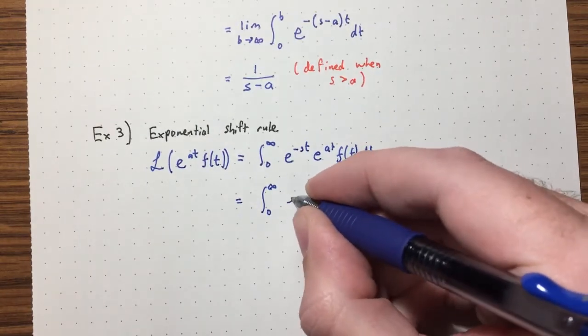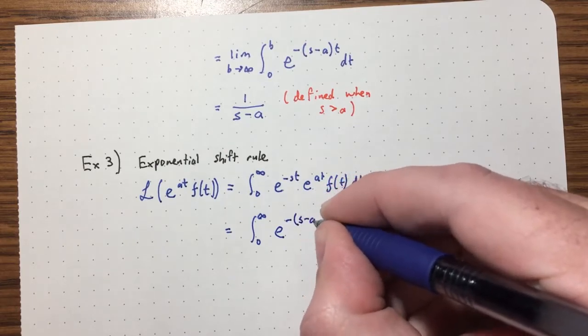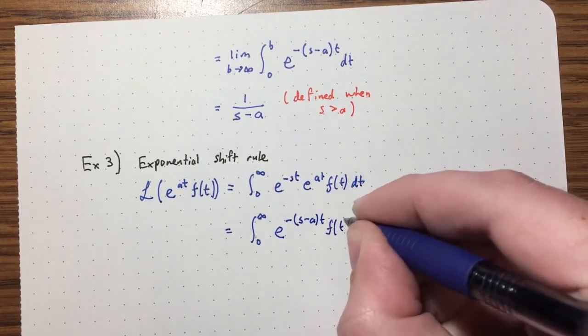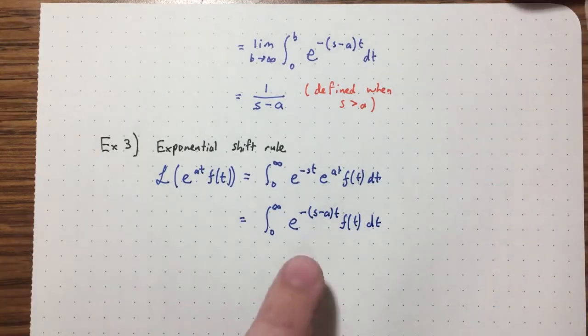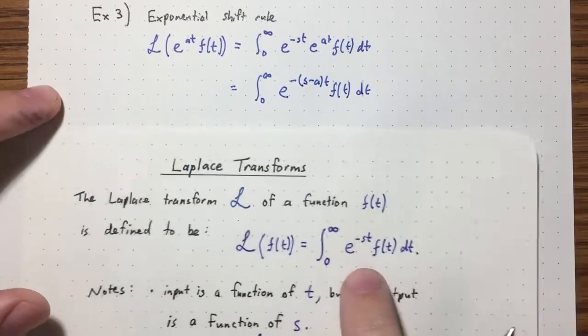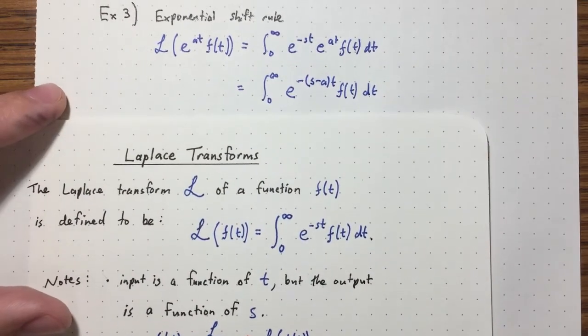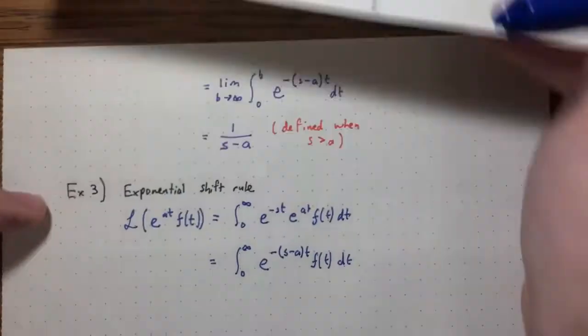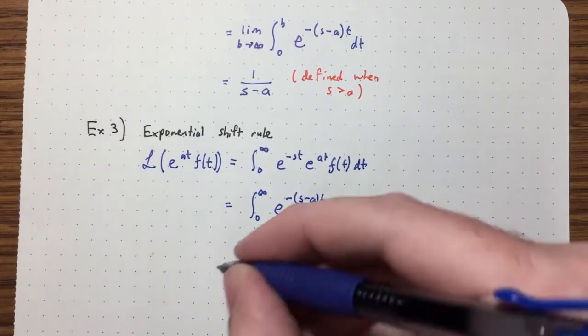Okay, so let's do the same thing we did here. We'll rewrite this as e to the minus s minus a times t times f of t dt. And we're actually almost done already, because compare this right here to our definition of the Laplace transform. Looks exactly the same, except s is replaced by s minus a. Okay, that's the only difference. And s minus a is just a constant when it comes to this integral, because we're integrating with respect to t. So what is this?